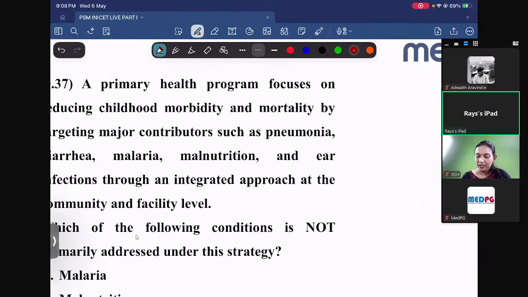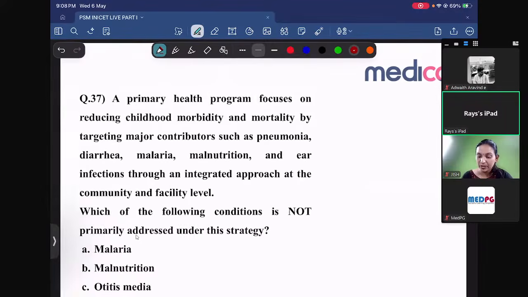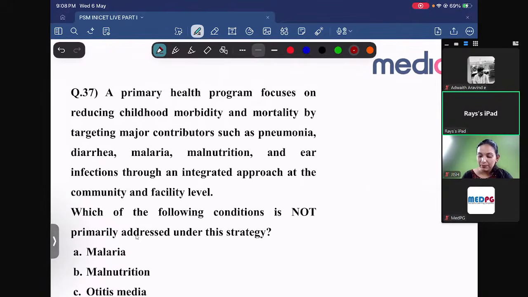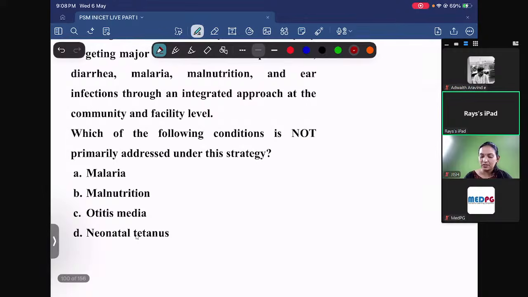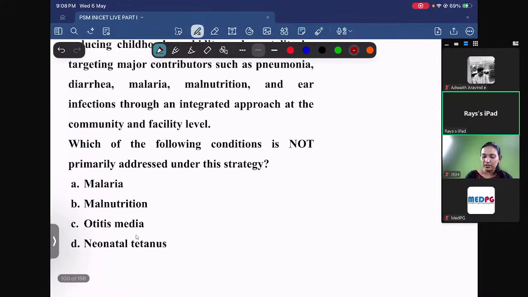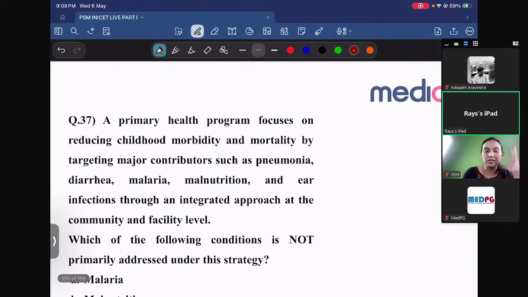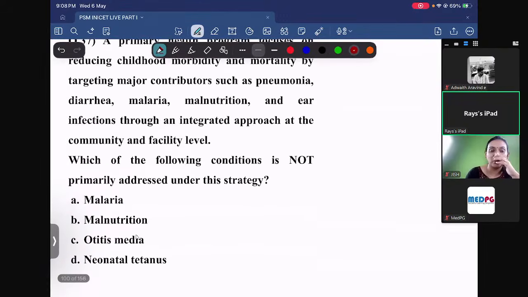You have a primary health program that focuses on reducing childhood morbidity and mortality by targeting major contributors such as pneumonia, diarrhea, malaria, and malnutrition through an integrated approach at community level. Which of the following is not primarily addressed under this strategy? So basically, they're asking about a health program which is focusing on preventing childhood morbidity and mortality.